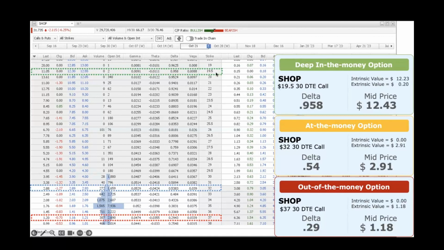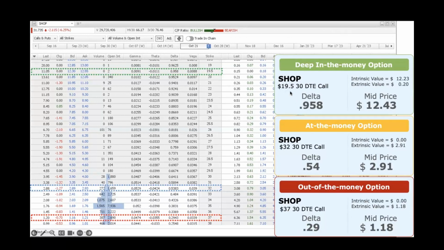So the right to buy at 19.5 is way more favorable than the market of 31.73. 32 is about equal, slightly less favorable. 37, very much so less favorable. And what you'll notice is this is all 30 days until expiration.